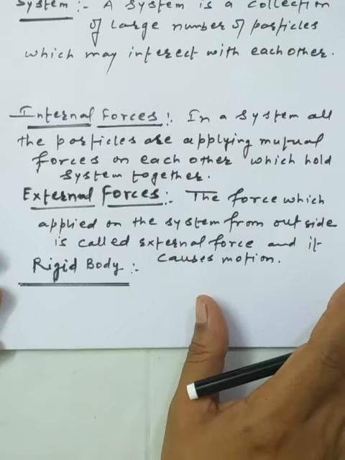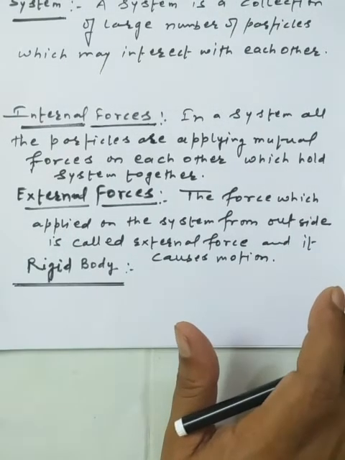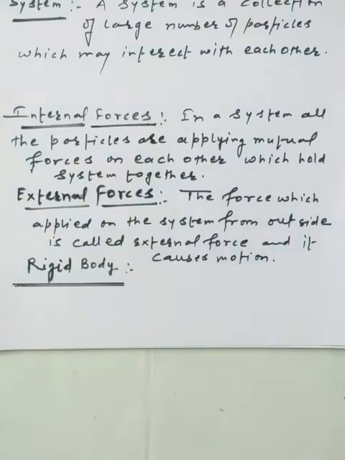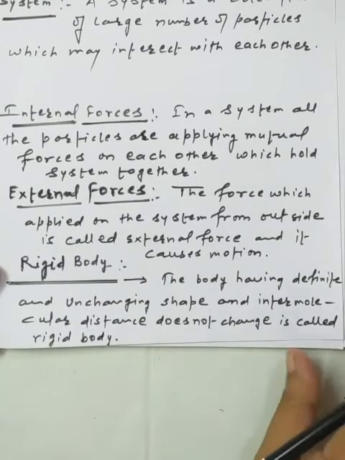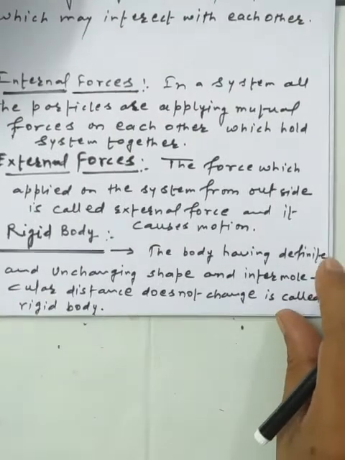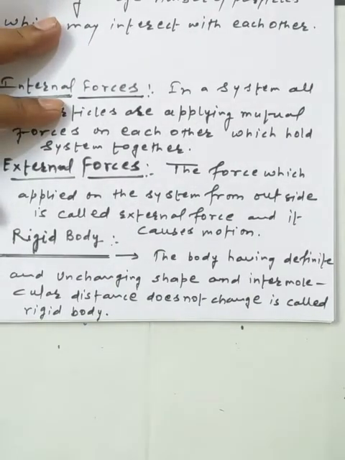Now next we have the concept of the rigid body. What do you mean by the rigid body? It is simply a body on which, as we apply external forces, there is no possible change in the intermolecular distances. So this system is called the rigid body. The body having a definite and unchanging shape, whose intermolecular distance does not change when external forces are applied, is called a rigid body.